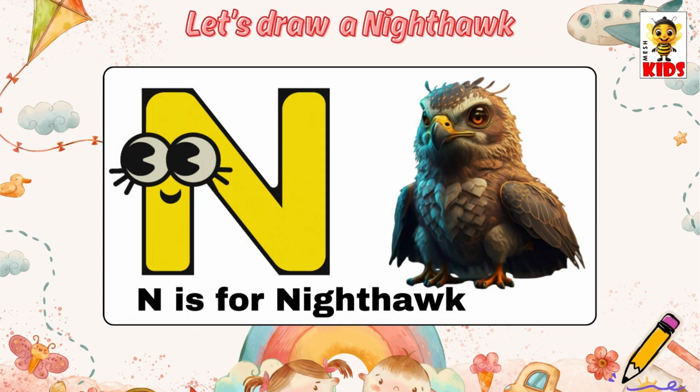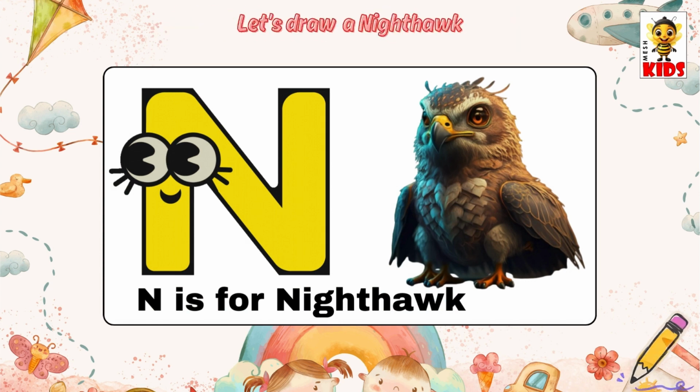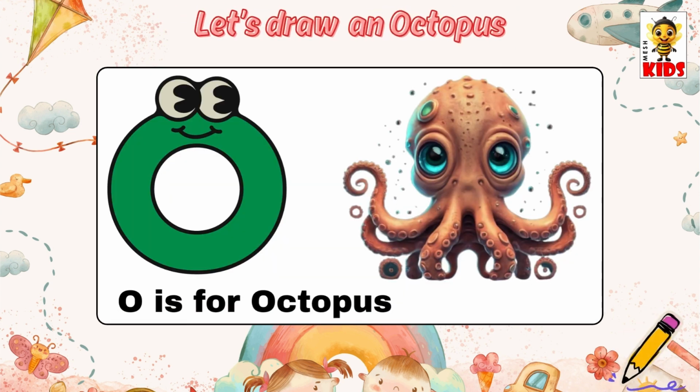Wonderful! Great job! Let's start with the next alphabet. Moving on to the letter O. O stands for octopus. Let's draw an octopus.